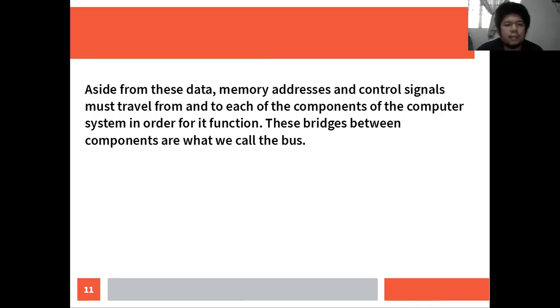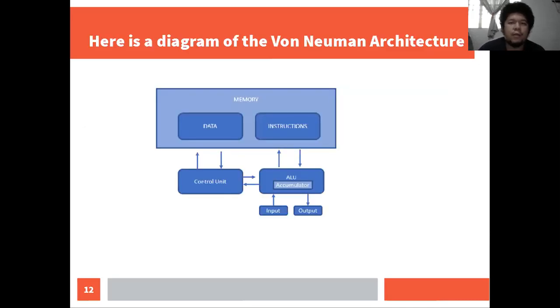Aside from these data, memory, and address control signals must travel from it to each of the components of the computer system in order for it to function. These bridges between components are what we call the bus. Here is a diagram of von Neumann architecture.